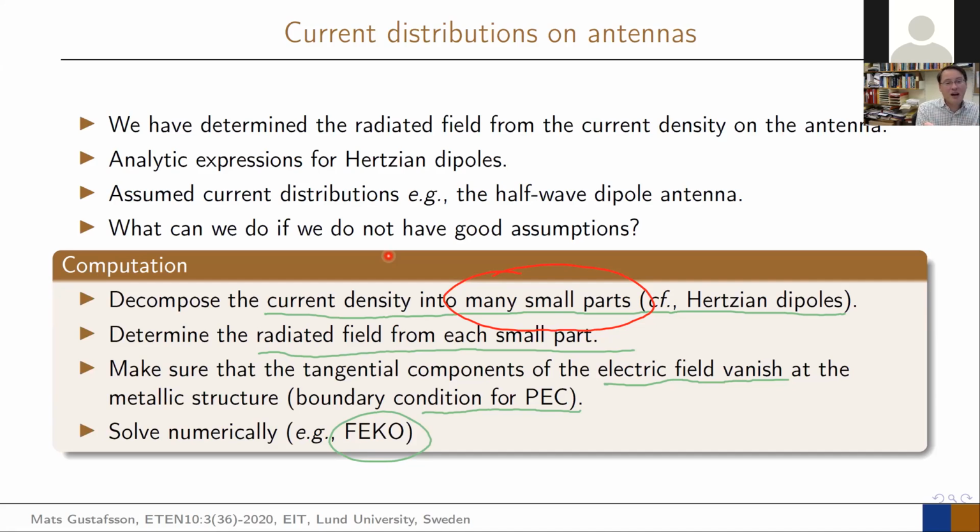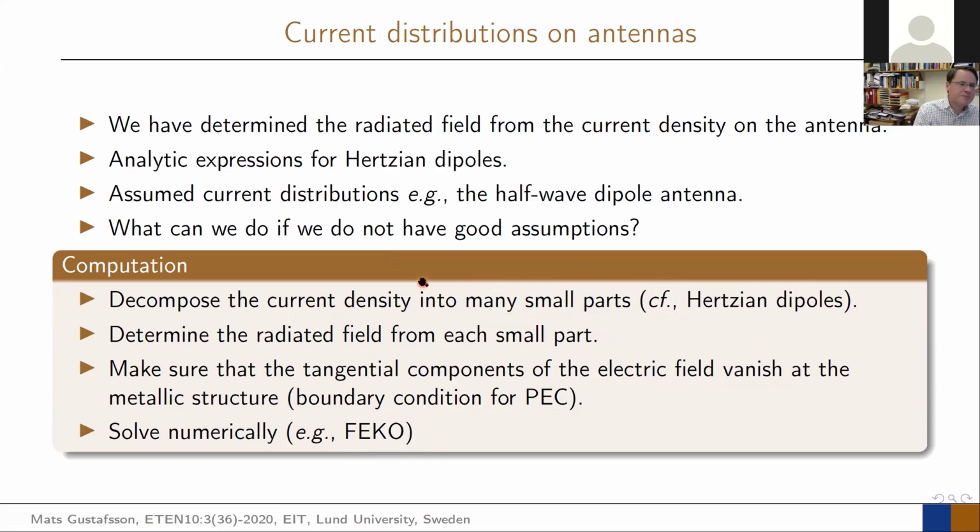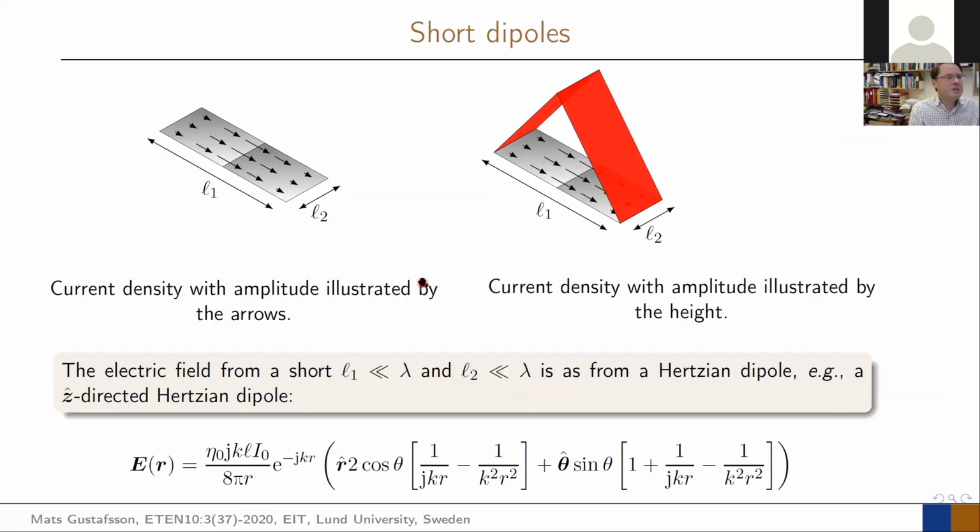We typically need 100, maybe 1,000 of these, which means our matrix has a dimension of, say, 1,000. You cannot do that by paper, so we really need a computer to solve this for us. What it means is that I take my antenna and say it's short dipoles everywhere.